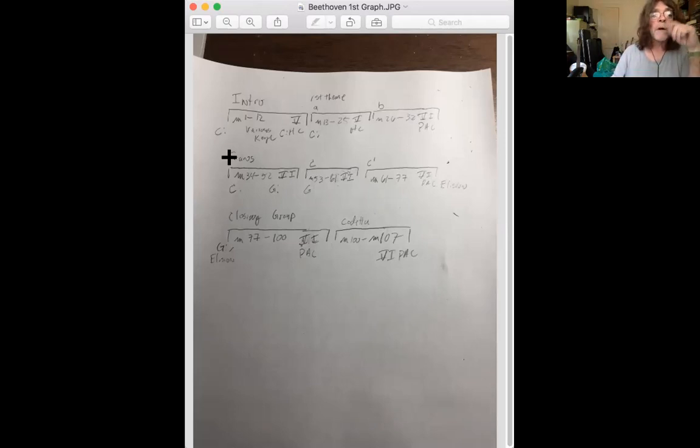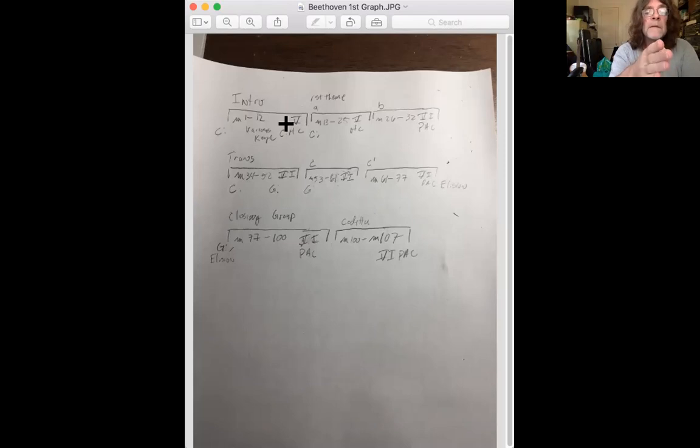Then when you get to the next part, which is the transition, you say the transition goes from measures 34 through 52, and it goes from C to the key of G, and it ends on, in this case, an authentic cadence. I can't remember if it was a perfect authentic cadence because I didn't write that. And then you can tell me what he used in there. He used this stuff from this measure over here, and he expanded on it, and so on. And then you go on to the next part.